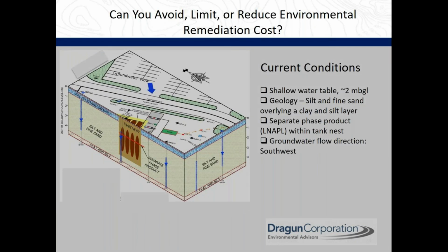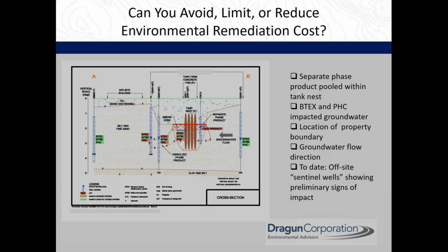So what were the conditions on this site? They were not that unusual or complex. So we had a site that basically mostly was sand. Water table was shallow, 2 meters or 6 feet below grade. We had product that appeared to be just around the tanks, pretty much not far from where the leak occurred in the piping fitting. And we confirmed that the groundwater flow was in a westerly, southwesterly direction.